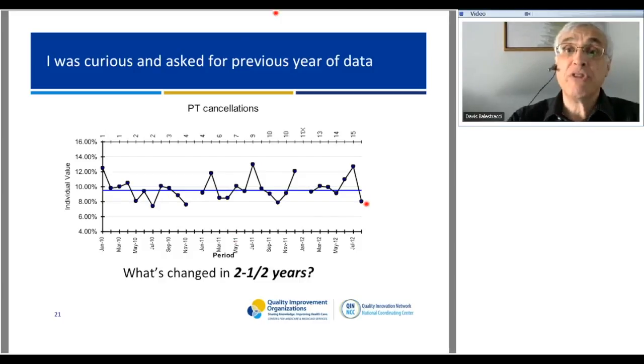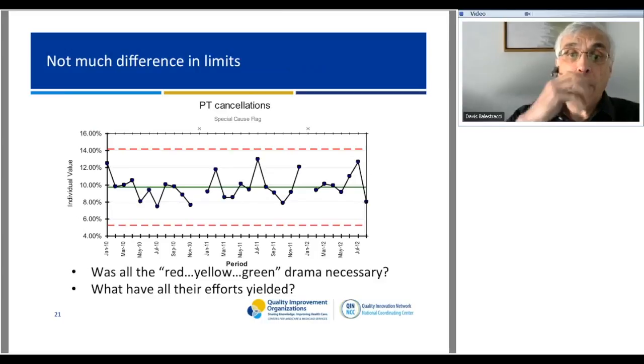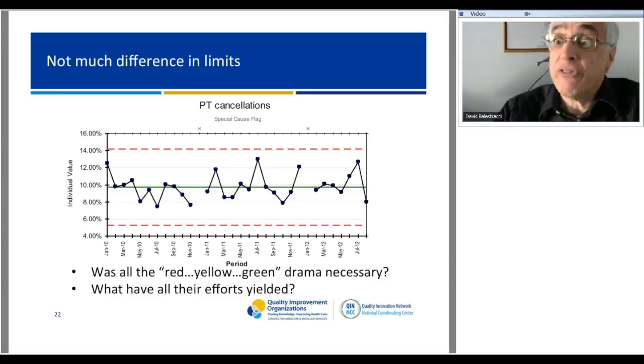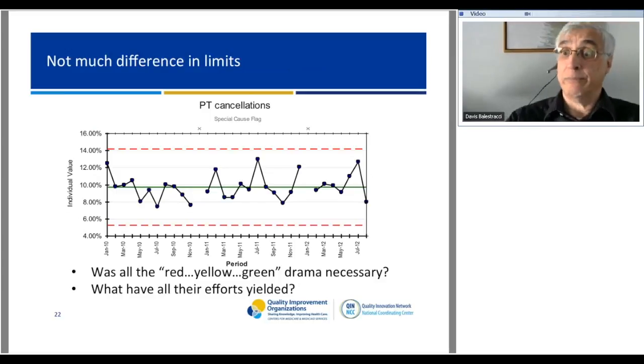And let's get the limits, common cause limits. Well, I'll be darned, it's almost 5 to 15% again. So was all this red, yellow, green drama really necessary? And what have all their efforts yielded? Or who knows, they may have benchmarked someone. Well, what good has that done?